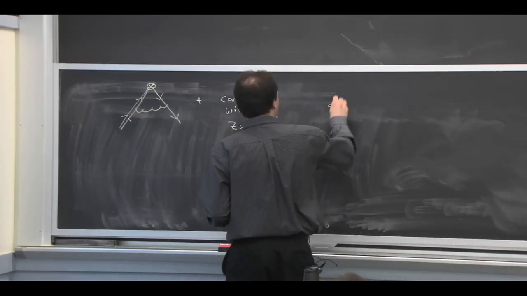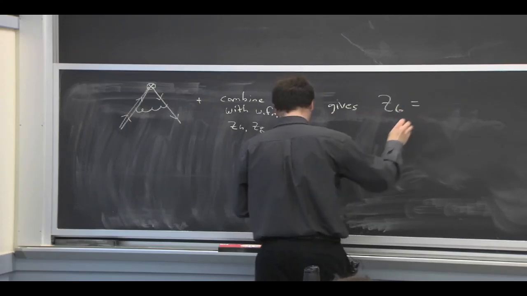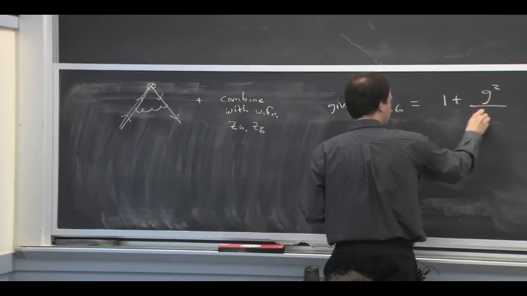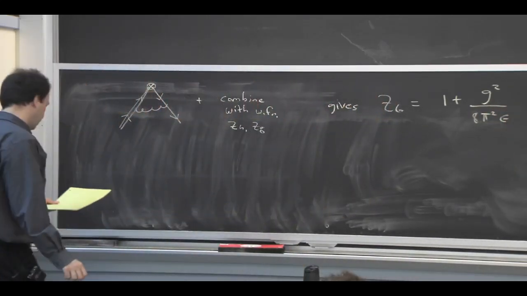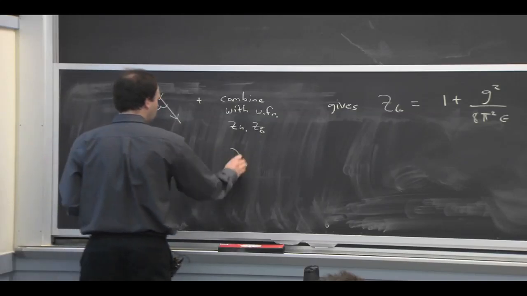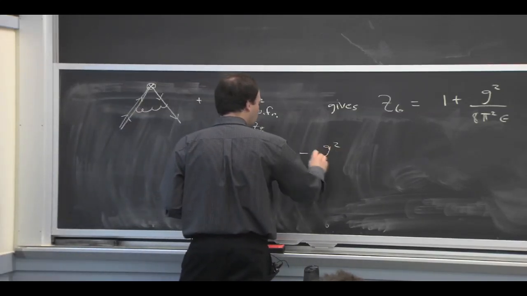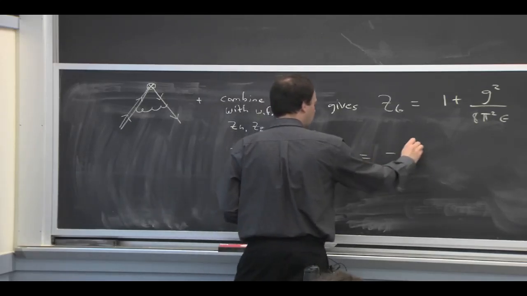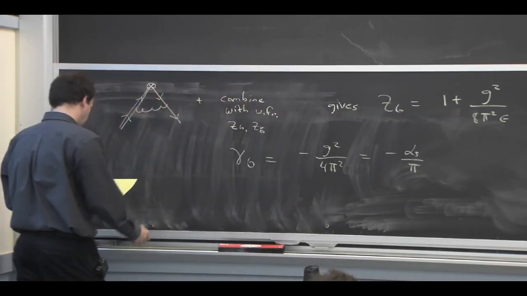And that calculation, which you can look at in your reading if you want to look at more details, just gives you kind of something about what you'd expect. It gives you a 1 over epsilon divergence, factor of g squared. So the operator here has a renormalization. It's just minus alpha s over pi. That's the anomalous dimension.